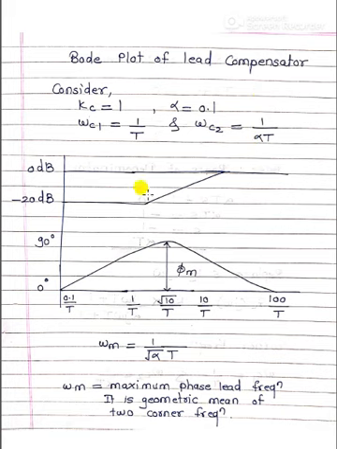The first plot is the magnitude plot, which we already know, and the second plot is the phase plot. In the magnitude plot, 0 dB is considered as a reference, and for the phase plot we are taking the phase angle in degrees. So this is the Bode plot of the lead compensator, where omega max is 1 upon root alpha T. Omega max means the maximum phase lead frequency. It is the geometric mean of the two corner frequencies.